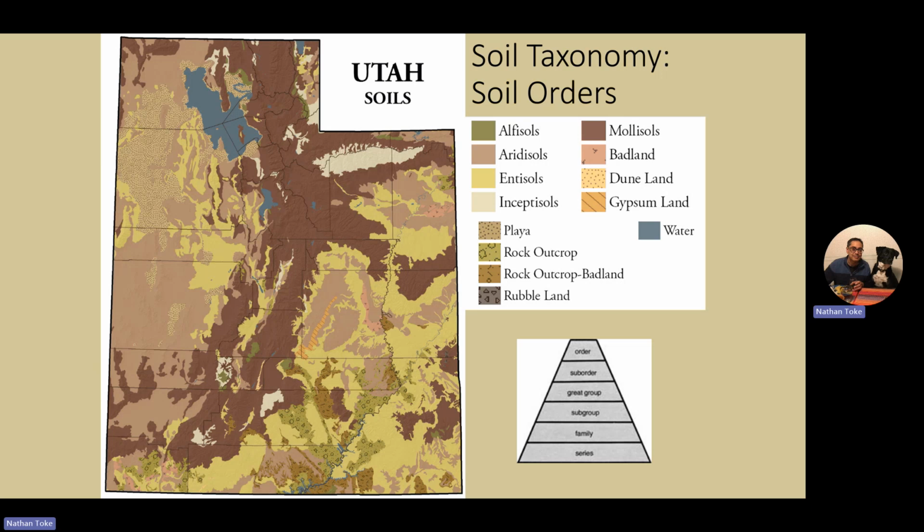We have aridisols, which are a desert soil. They don't have much water in those environments where aridisols form, and so they accumulate salts in the soil. And salts can include things like calcium carbonate, in addition to your traditional salts that you might be thinking of. So those are found out in the deserts.